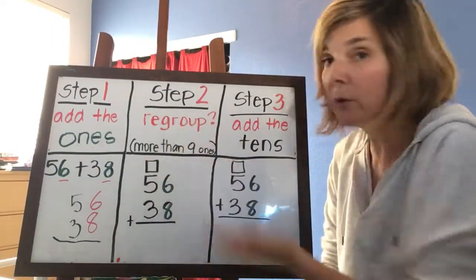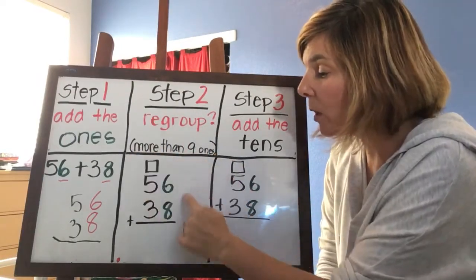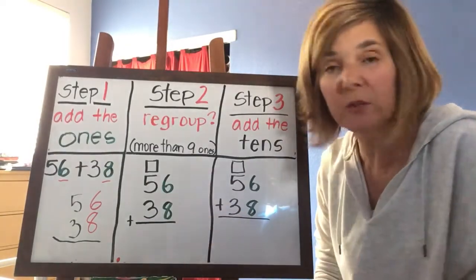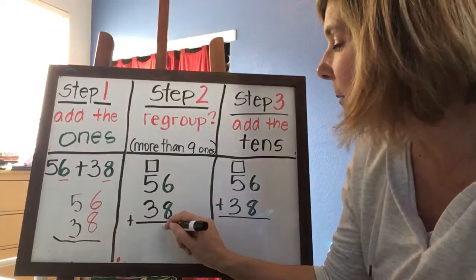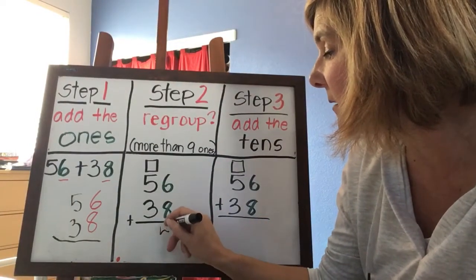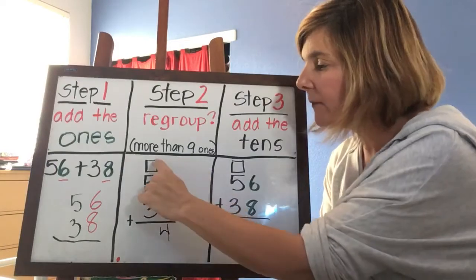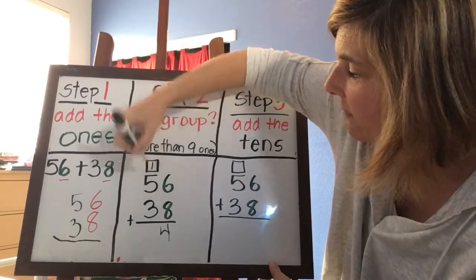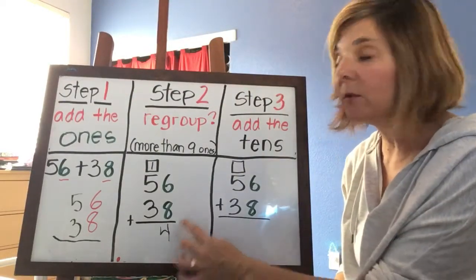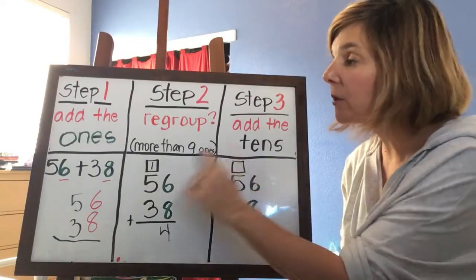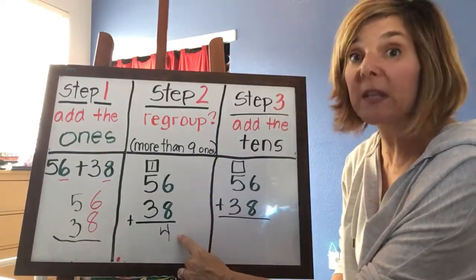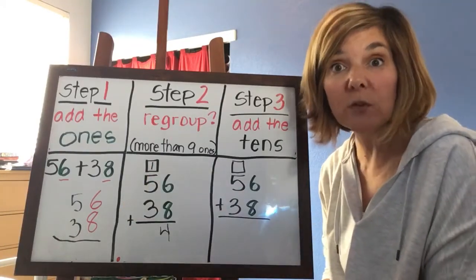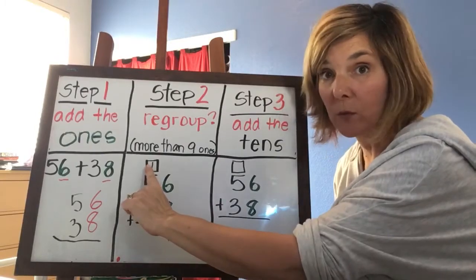Step 2, regroup. Do you need to? If you have more than 9 ones, and we did have more than 9 ones, remember we had 14, 6 plus 8 is 14, you have to regroup. So I can put the 4 here because that is a number in the ones, but then I have to regroup my 1 over here in this box. And in your paperwork, they give you a box. Now I can move to step 3 because I took care of my ones. Did I regroup? Yes. I put my 4 here and my 1 there. So I regrouped my 14 into 4 ones and 1 group of 10.